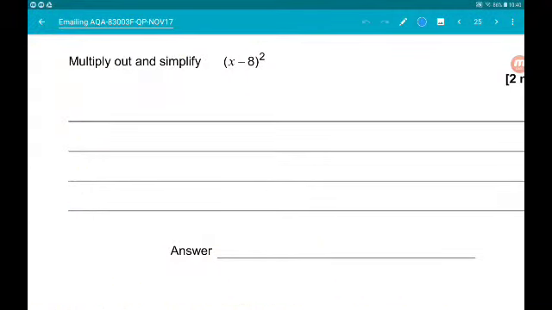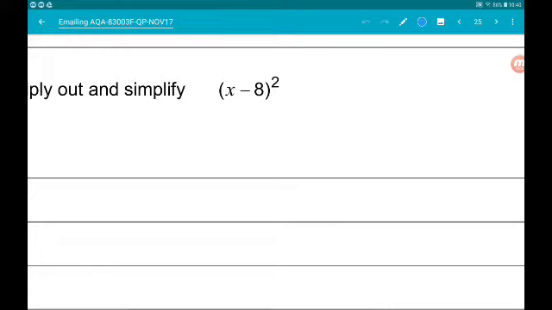Okay, 28. Final question, we want to expand and simplify x minus 8 squared. So a classic answer I see for this is x squared add 64, which isn't right. So x minus 8 squared means x minus 8 times x minus 8.